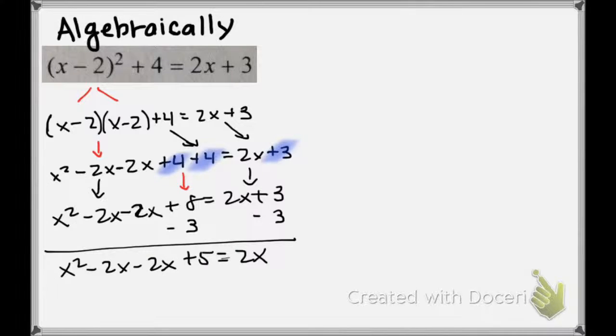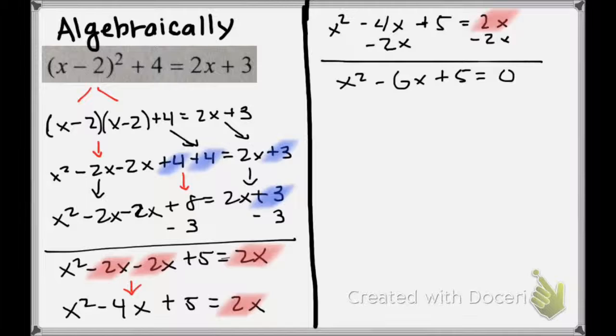Now we have x² - 2x + 5 = 2x. The next set of like terms are negative 2x and 2x. We then subtract 2x from both sides to get x² - 6x + 5 = 0. Now we're going to try and factor this. It factors into (x - 5)(x - 1) = 0.